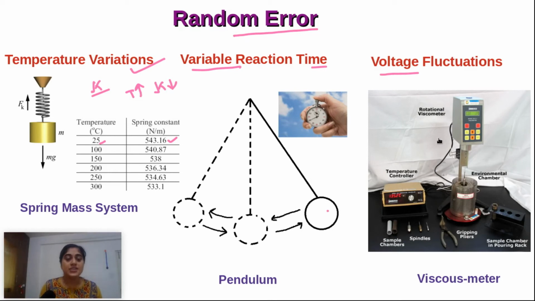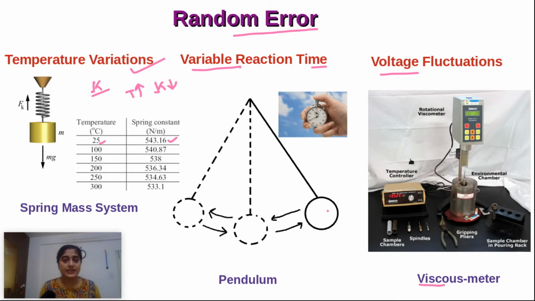There are some measuring devices which require power input, and they work by that power. Here is one example, a viscometer. It works on power, and sometimes there is fluctuation in the voltage. Due to the fluctuation in the voltage, the reading can vary. This type of error we cannot predict, so it comes under random error.